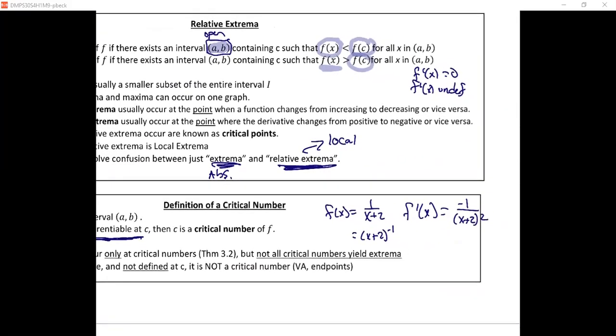I have an example here where f of x equals 1 over x plus 2. We know that f is not defined at x equals -2. The derivative never equals 0 because the numerator never equals 0, and the denominator equals 0 when x equals -2. That's not a critical number because it's not defined in the original function. It does have some important properties that we're going to look at starting next time, but it is not known as a critical number.